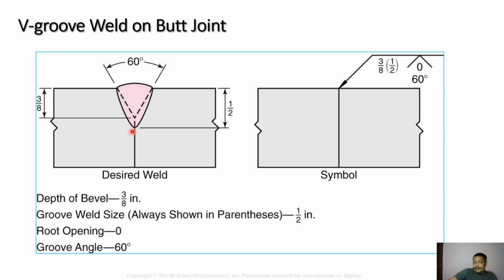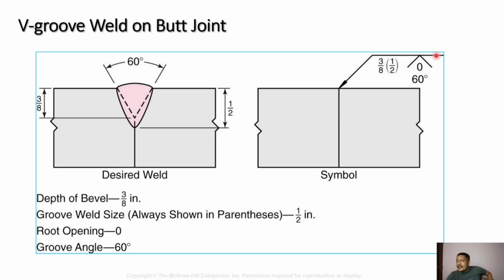Okay, and finally weld dimension, that is including your root reinforcement etc., can go up to half inches. If that is the case, and you can see over here, this is my root opening where no root gap is provided. It is a zero root gap. So root opening is 0. So all this information is there in the drawing. So all this information should be there in my weld symbol also.